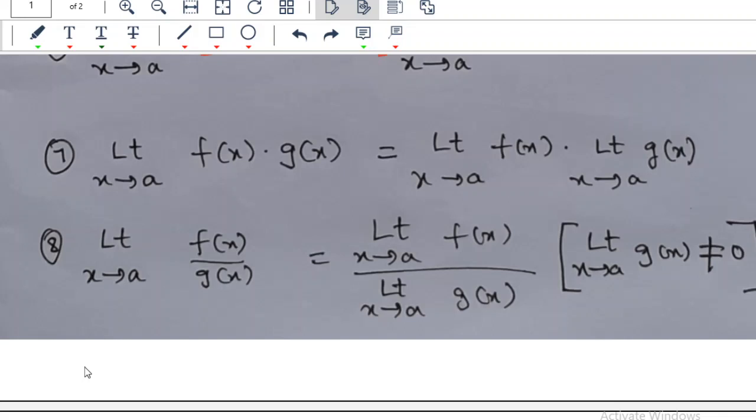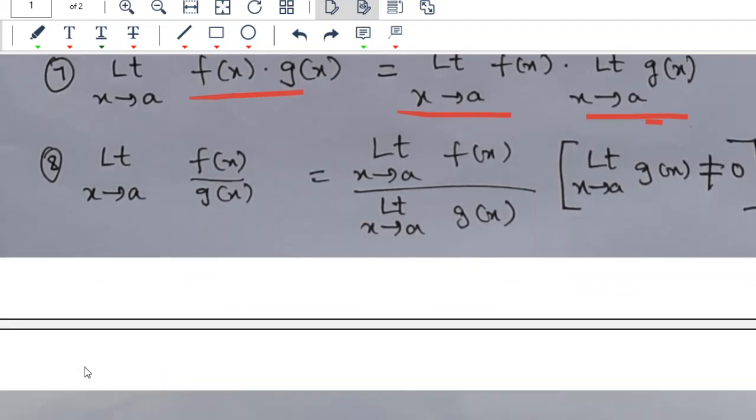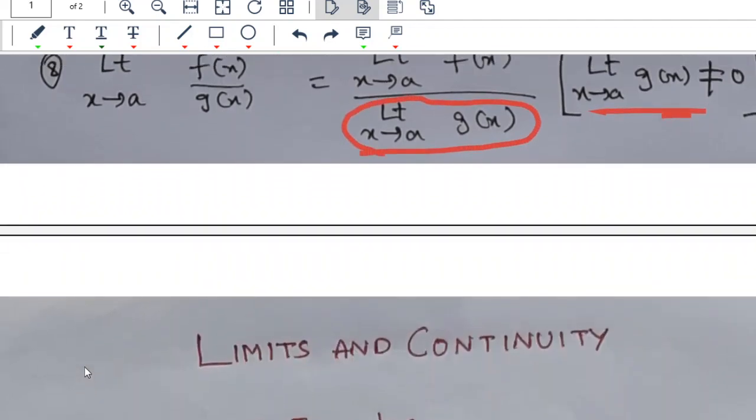Seventh point, limit x tends to a f of x into g of x is equal to limit x tends to a f of x into limit x tends to a g of x. Here the product is written as two independent products. Likewise, eighth point, limit x tends to a f of x by g of x can be written as limit x tends to a f of x by limit x tends to a g of x, and limit x tends to a g of x must not be equal to 0, because if this gets equal to 0, then this whole thing becomes infinite, so it must not be equal to 0.